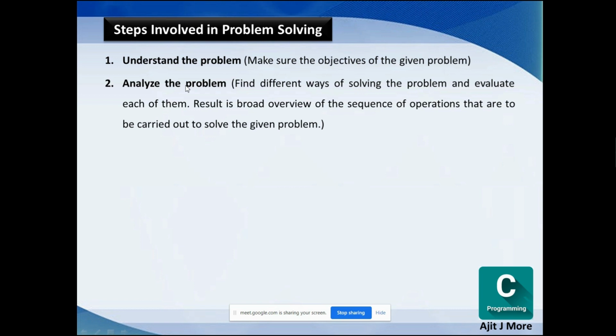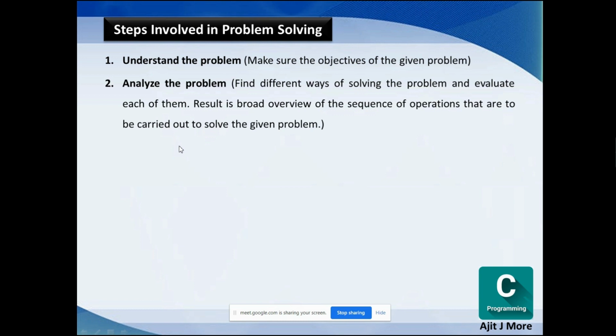So there can be many different possibilities for getting the solution to the problem. So find different ways of solving the problem and evaluate each of them. Evaluate means decide which one is better. Like this is solution 1, solution 2, solution 3. You have to use your intelligence to decide which solution is better. Here you don't get the detailed thing, just a broader view. So the result is a broad overview of the sequence of operations that are to be carried out to solve your problem.